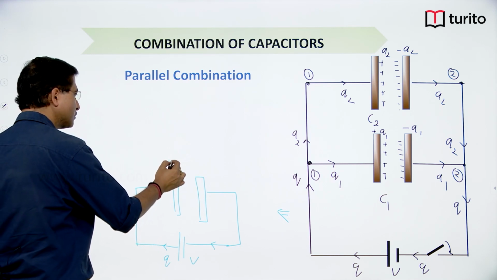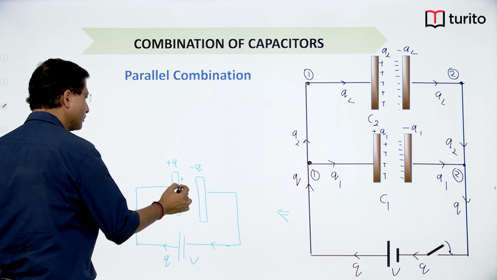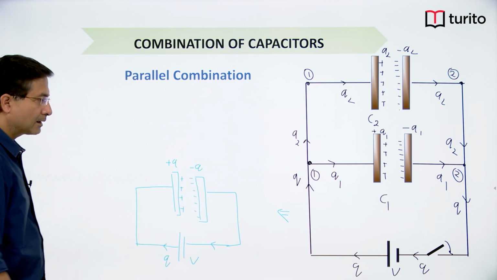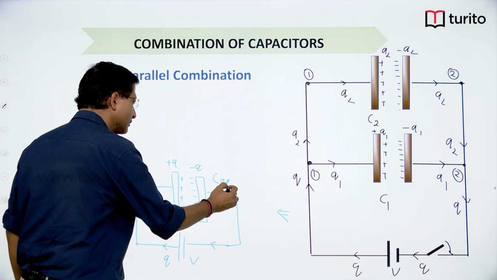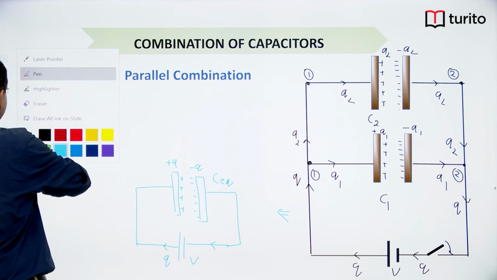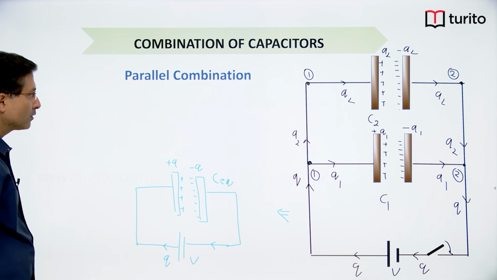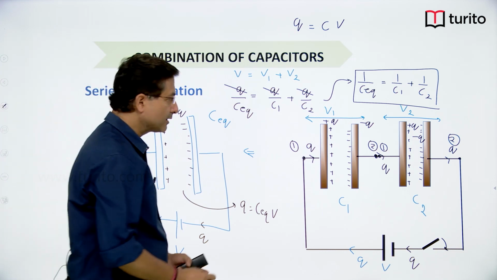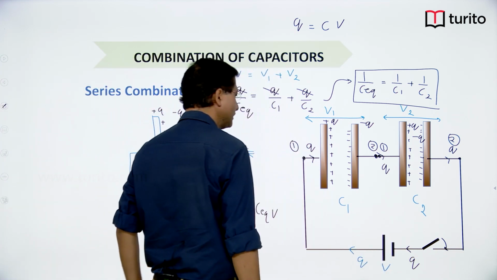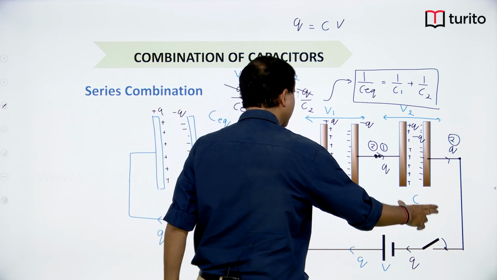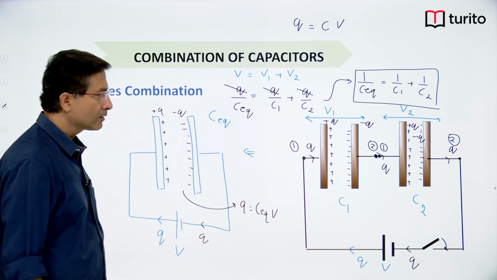Right. So plus Q and minus Q. And I am calling this C equivalent, right. So these two I want to replace by a single capacitor having capacitance C equivalent. Now, in the previous case, if you look, the voltage was getting divided. This was having potential V, and one part of that V came across this capacitor and the remaining part came across the second capacitor.